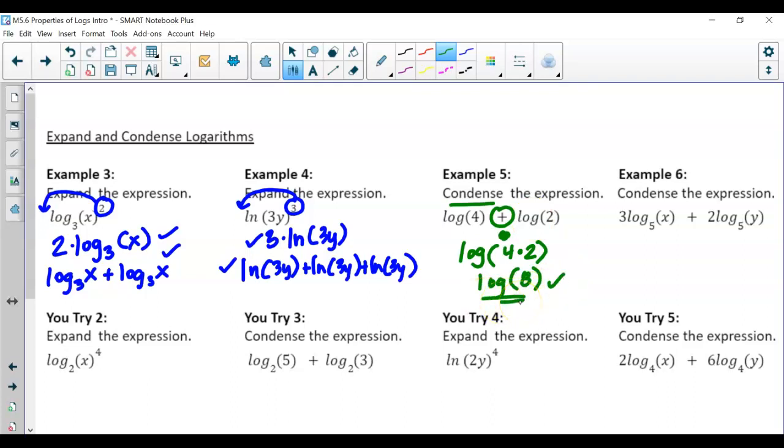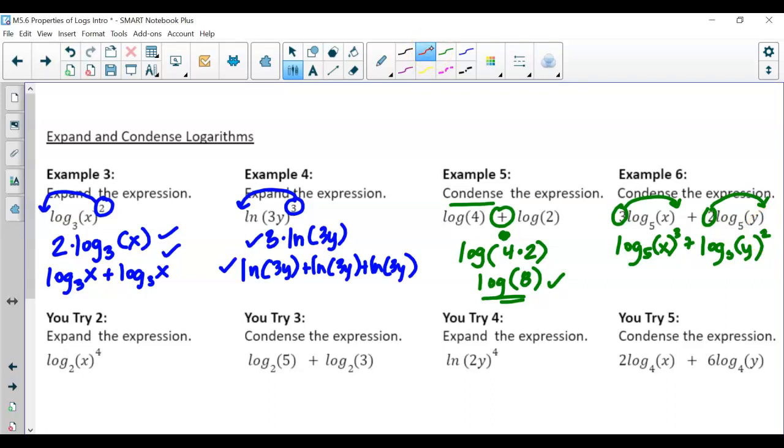So condensing. So again, here, I've got 2 logs. However, notice here's another property. Notice the coefficient. So if we have a coefficient, remember it can be written as an exponent. So let's do that first. So this is log base 5 of x to the third power. Then plus, this is again log base 5 of y to the second power, because we're making our coefficient the exponent.